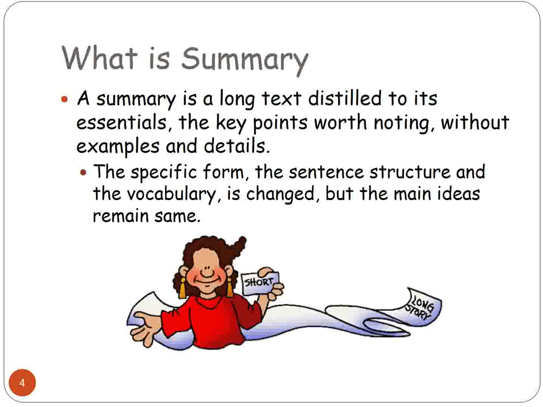In simple terms, we can say that when we are going to distill the long text and just note down essential details, remove examples and unnecessary information. So sentence structure and vocabulary is changed, but the main ideas will remain the same. When you will be writing a summary, you will change the sentence structure, you will change the sentence form, but you have to be confined to the content. Whatever is written in that long story, you have to condense it into short form.